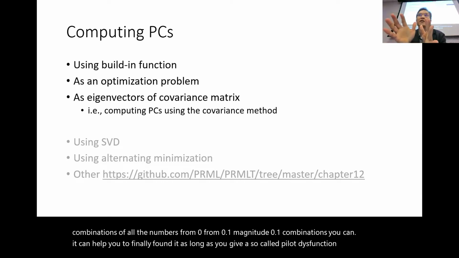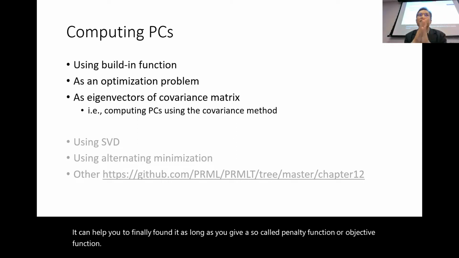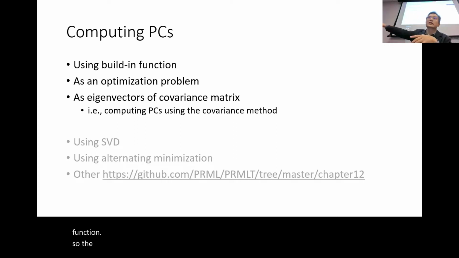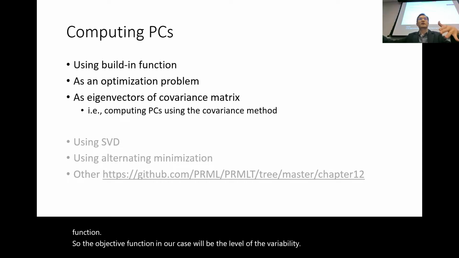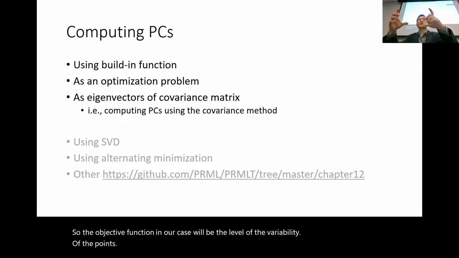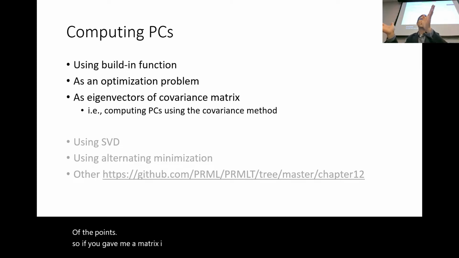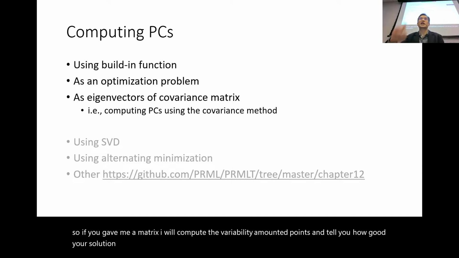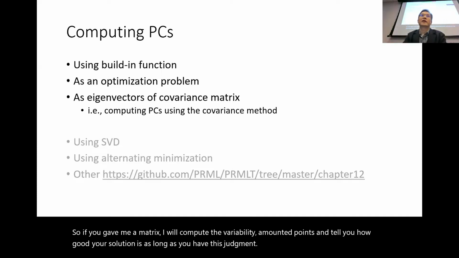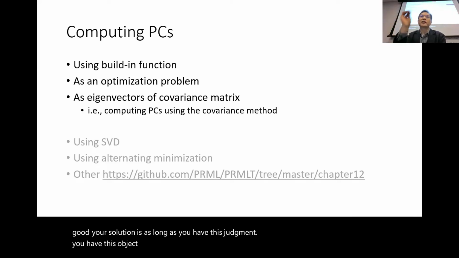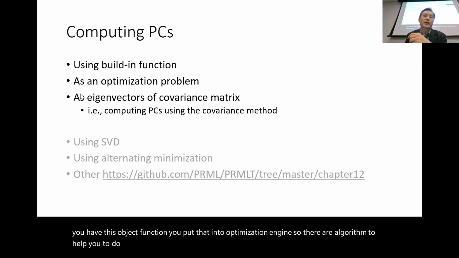or objective function. The objective function in our case will be the level of the variability of the points. So if you give me a matrix, I will compute the variability among data points and tell you how good your solution is. As long as you have this judgment, this objective function, you put that into an optimization engine. So there are algorithms to help you to do this.